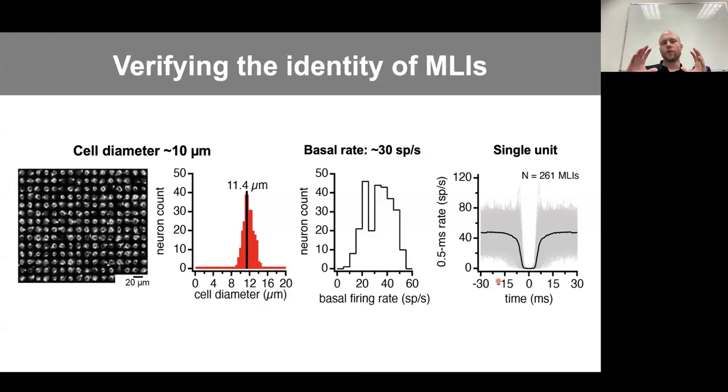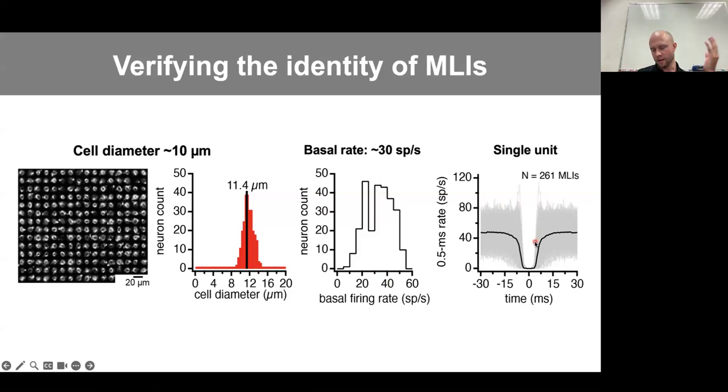Okay. And so now let's get into the real biology here. So first of all, how do we know that we have MLIs? Well, we're using this NOS1 Cre line, first of all, which is supposed to label MLIs, but we also have the morphology of the cells and the basal firing rates of the cells. When we measure the diameter of these STAs from the recordings, we find that the cells are approximately 11 microns wide, consistent with them being MLIs. And when we measure their basal firing rates, we find that they fire at about 30 spikes per second. Again, consistent with them being MLIs.